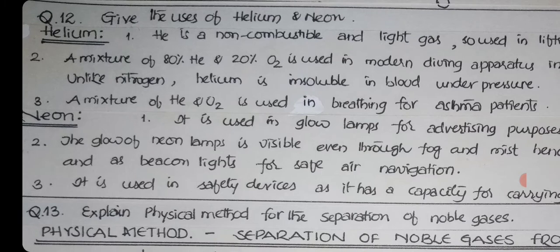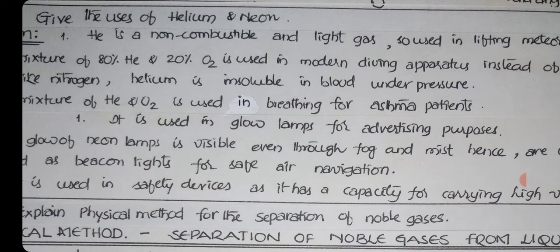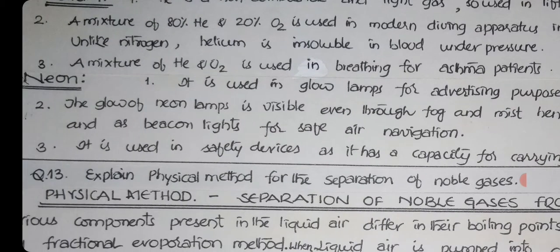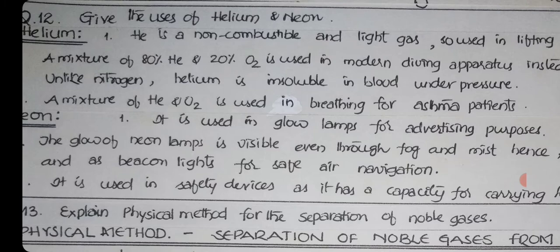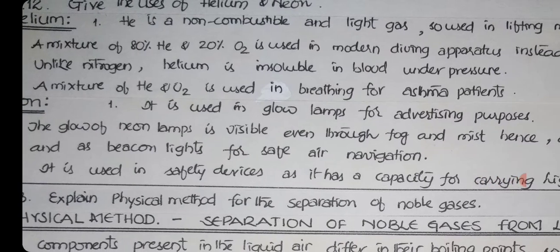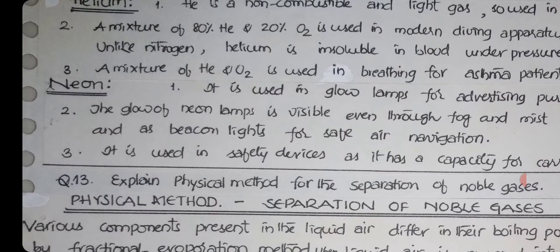A mixture of 80% helium and 20% oxygen is used in modern diving apparatus instead of ordinary air, because unlike nitrogen, helium is insoluble in blood under pressure. This is called Bend's disease. About this much information is given in NCERT in solutions topic. A mixture of helium and oxygen is used in breathing for asthma patients.